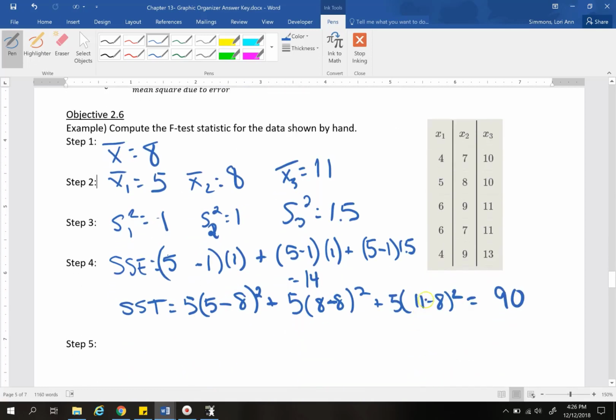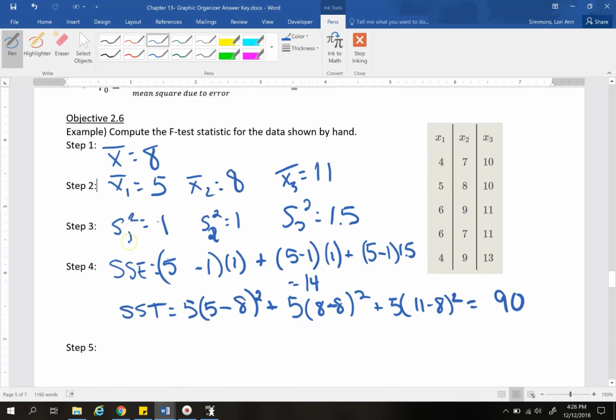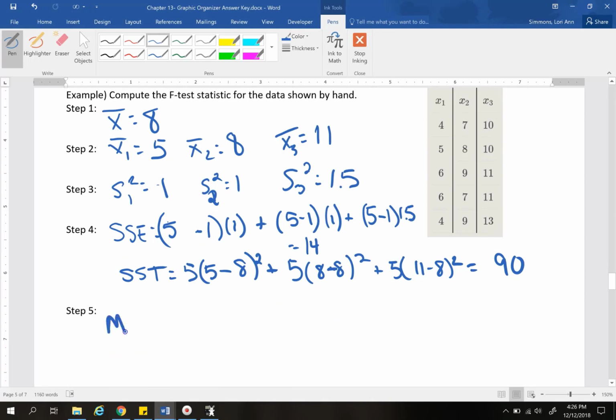Step 5, divide each sum of squares by its corresponding degrees of freedom, k minus 1 and n minus k respectively, to get MST and MSE. So MSE, so first, actually let's do MST first.